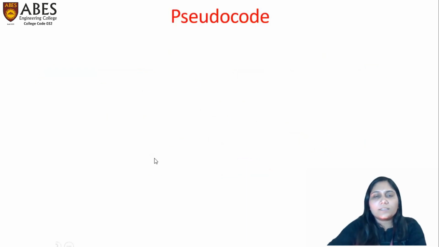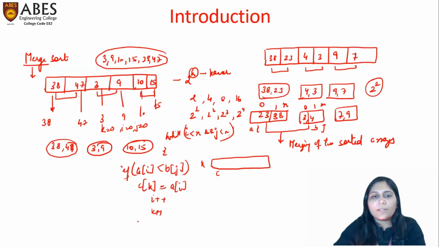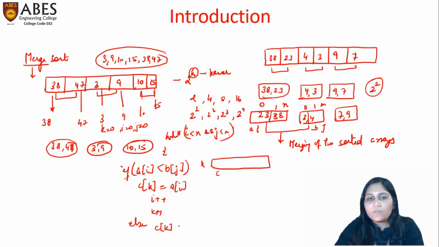So what will happen to the other side if you see? Then the other side will be like, else C of K will be having B of J, and we are increasing K plus plus and J plus plus. So now 3 will come over here. Okay. Now if you have taken care of this one, it means that J has to be increased because now this element has been taken care of. So we have to move our J to this position.